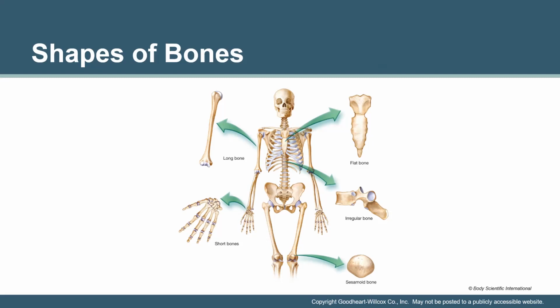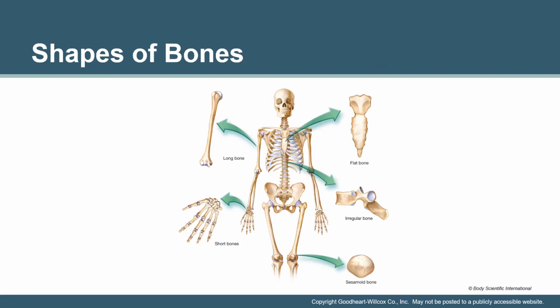When we talk about a sesamoid bone, this is an interesting bone. You're going to find a few of these throughout the body. Sesamoid bones get formed within a tendon. Tendons are the connective tissue that will anchor a muscle to a bone, whereas a ligament will connect bone to bone to form a joint.